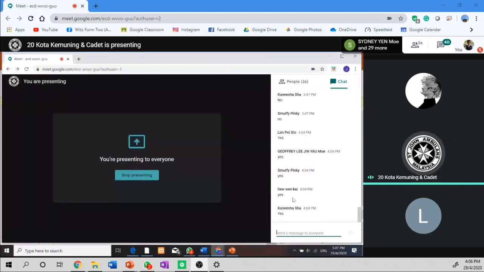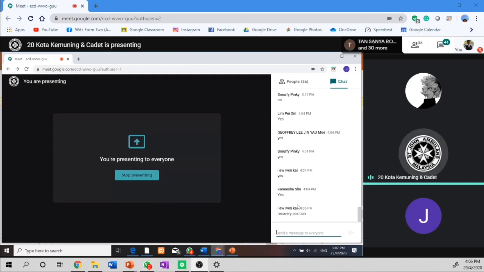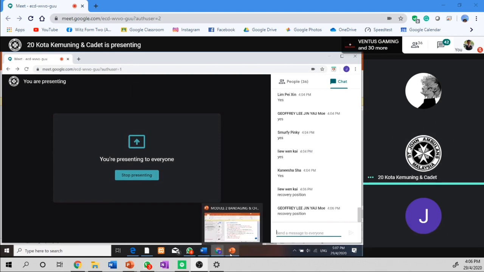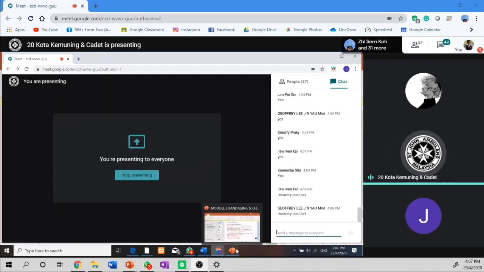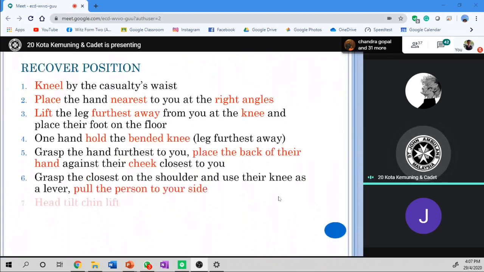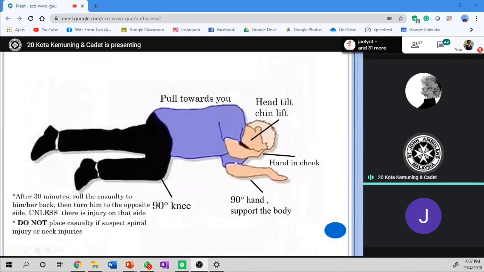So if the casualty spat the obstruction out already, and he's breathing, he has a pulse, then okay, not bad, recovery position. You guys saw what my next slide is already, right? Anyways, okay, recovery position. A new member will normally ask what a recovery position is. So let me tell you what a recovery position is.